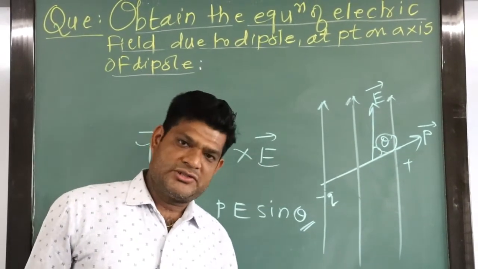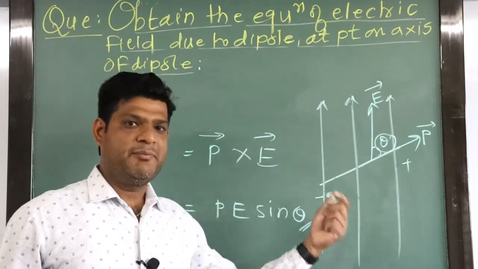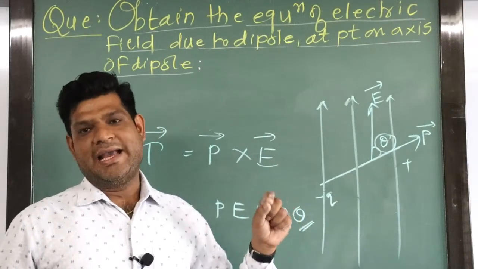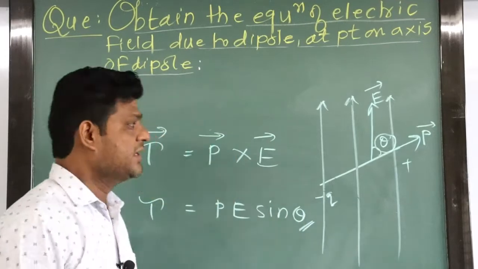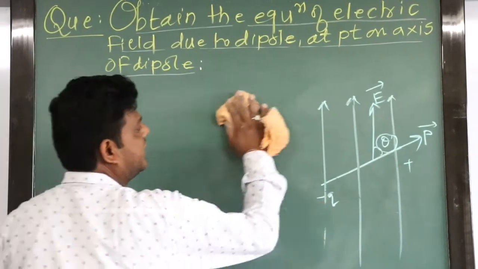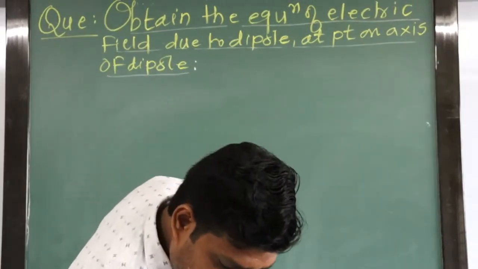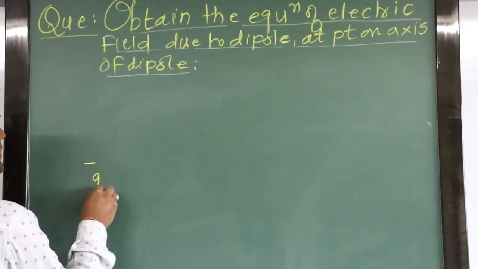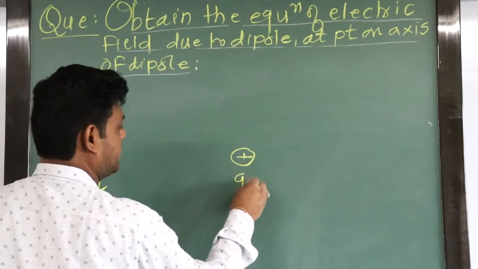Now we are going to see what the electric field due to the dipole is when the point P is on the axis of the dipole. For that purpose, first of all, we will draw a diagram. Here we have this minus q charge and this plus q charge. This is the dipole.